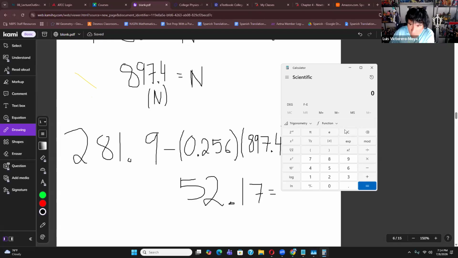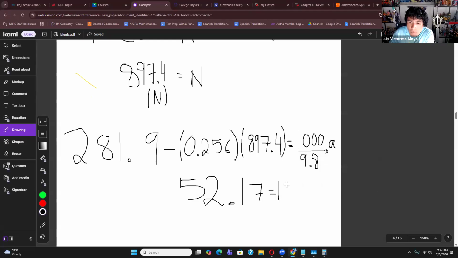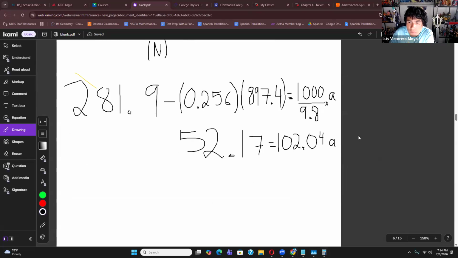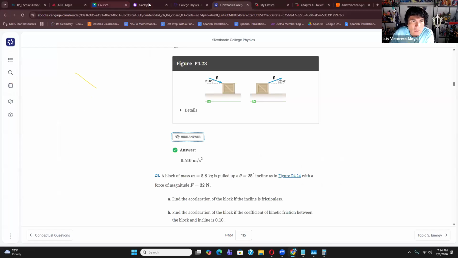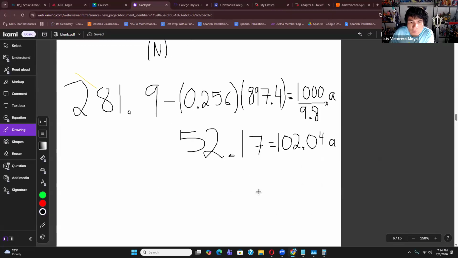You said 102.04, yeah. So 102.04 times the acceleration. There you are. So I divide both sides. 0.511, 0.510. So yeah, close, very, very good. So 0.511 meters per second squared. It depends how we round it, but there you are.